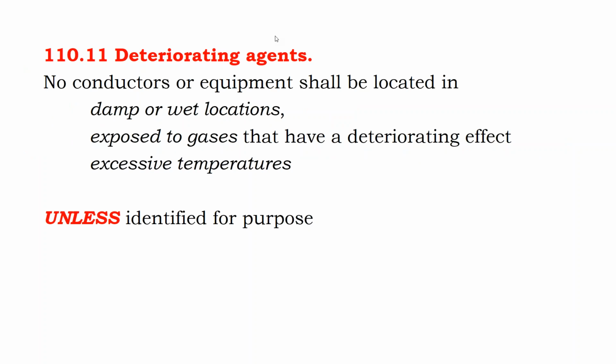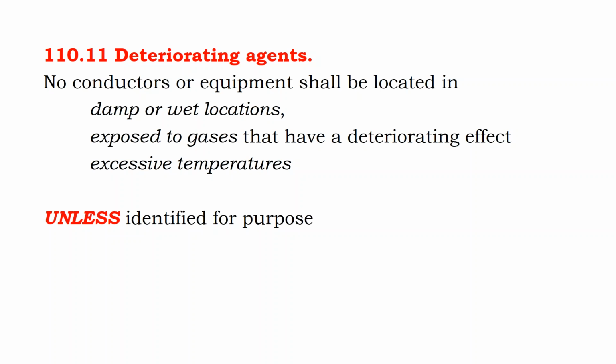So why don't we start out with deteriorating agents. No conductors or equipment shall be located in damp or wet locations exposed to gases that have a deteriorating effect or excessive temperatures unless identified for that purpose. Solar arrays and generators are usually located outdoors, and that means they're exposed to the elements. A generator might be housed in an awning or something like that. If they're sheltered and not subject to direct water spray like rainfall, that would be a damp location.